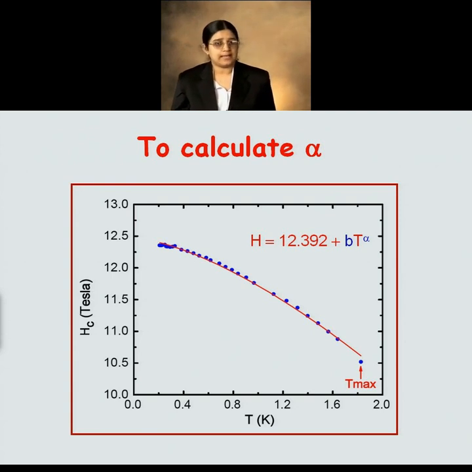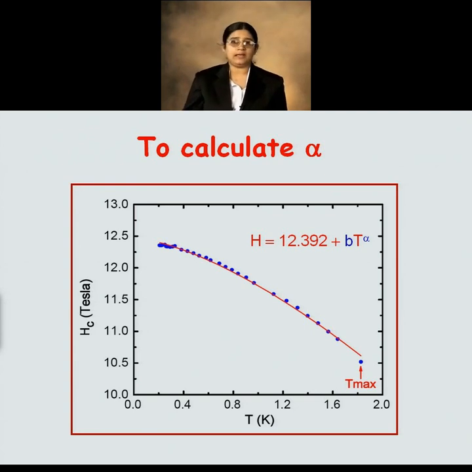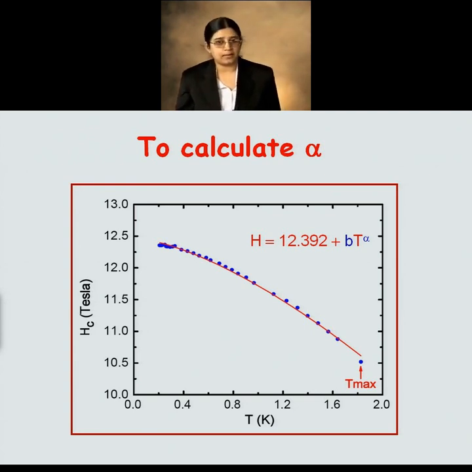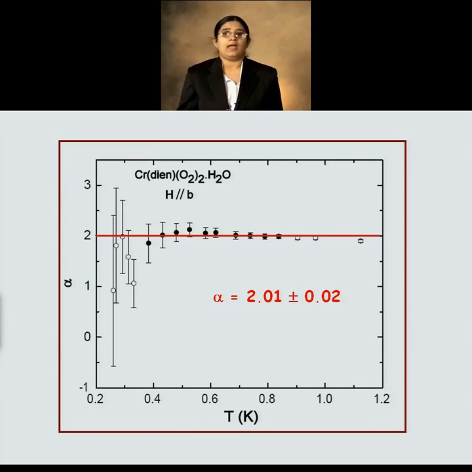Once we obtain Hc, we fix the value of critical field in the power law, and now by keeping B and alpha as the fitting parameters, we do the same regression analysis. And here we get the values of alpha plotted against the transition temperature. For the data shown by the solid circles, which are not deviating much from the linear behavior, we take the weighted average to find the final value of alpha, and our final alpha value is 2.01 plus minus 0.02.